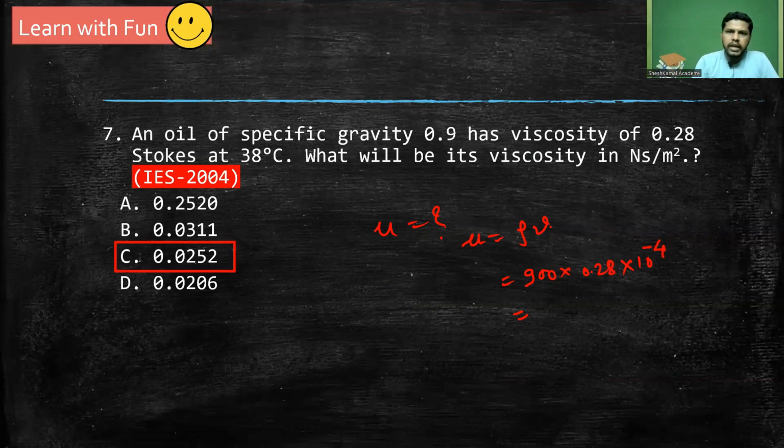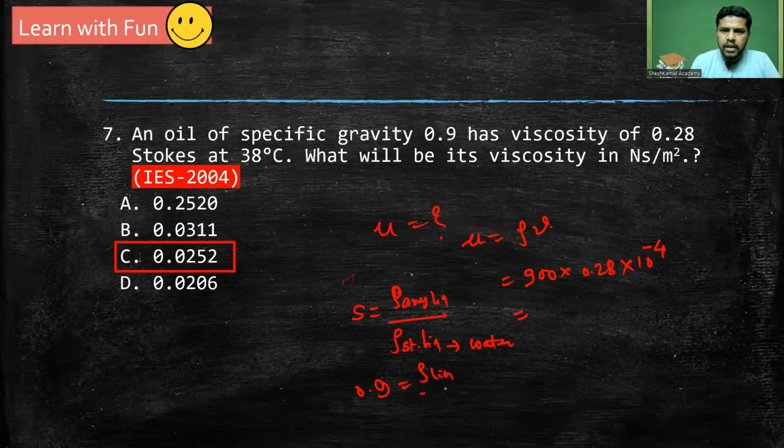Now, how to find the density from the specific gravity? Specific gravity is a property of fluid, denoted by S, and it is nothing but the density rho of any liquid to the density of a standard liquid. The standard liquid we always consider as water. So as S is given as 0.9, rho of liquid divided by 1000 gives rho of liquid equal to 0.9 into 1000, so it is 900.